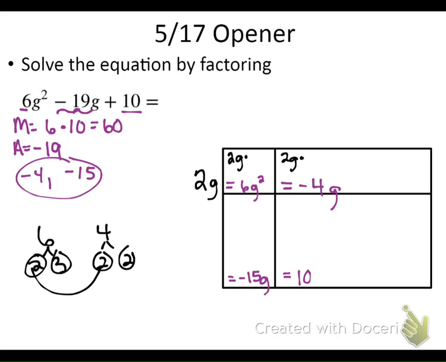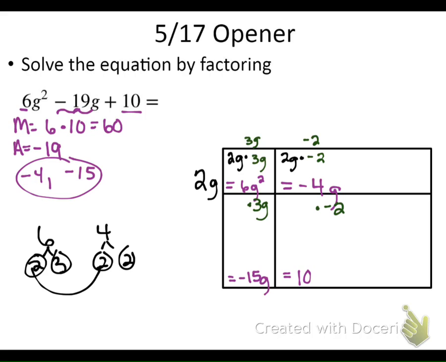So I think to myself, 2g times what gets me to 6g squared? 3g. If the width is 3g up above, it's also the width down below as well, so I'm going to bring it on down. Then I think 2g times what gets me to negative 4g? Well, negative 2. So my width is negative 2 at the top. It's also going to be my width at the bottom.